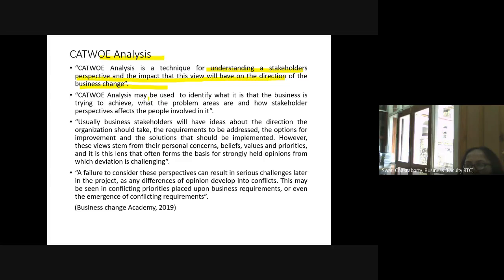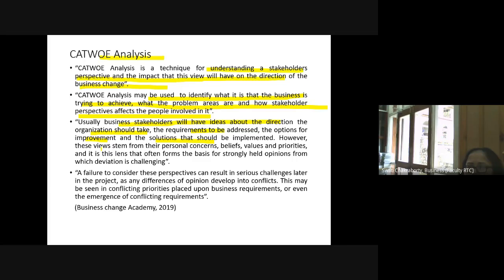So it's basically used to identify what it is that the business is trying to achieve, what the problem areas are, and how stakeholder perspectives affect the people involved in it. Like any business, usually stakeholders will have ideas about the direction the organization should take, the requirements that need to be addressed, the options for improvement, and the solutions that should be implemented.